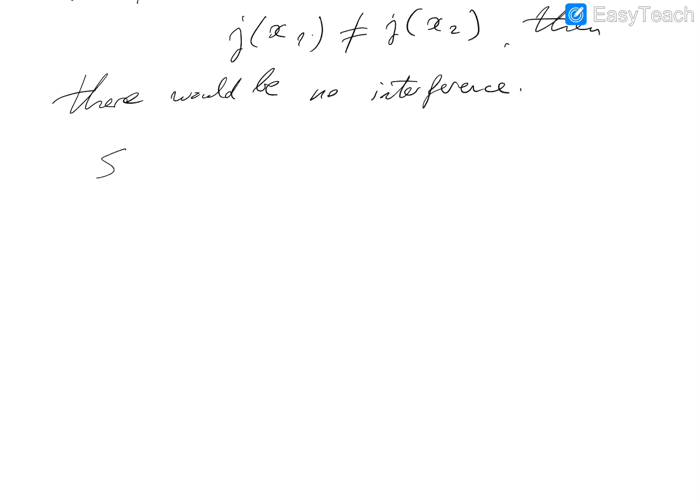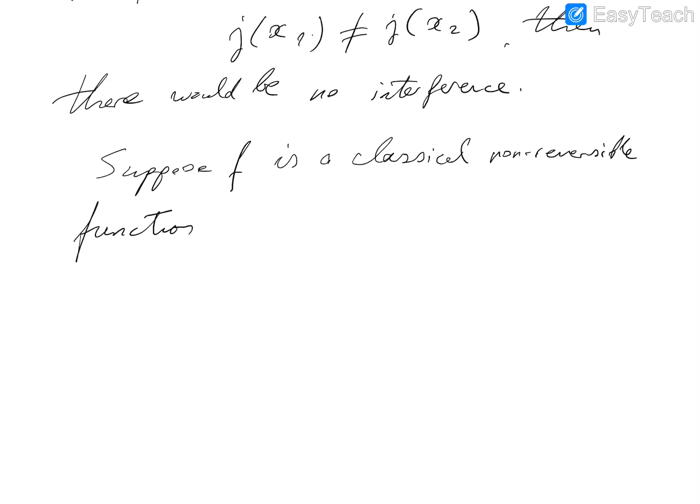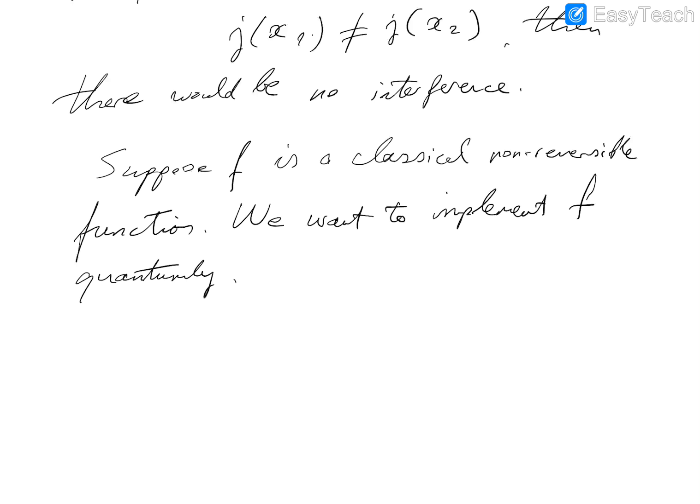So suppose that we have a classical function. Suppose f is a classical non-reversible function. Okay, so we want to implement f quantumly. Alright, so how are we going to do that?